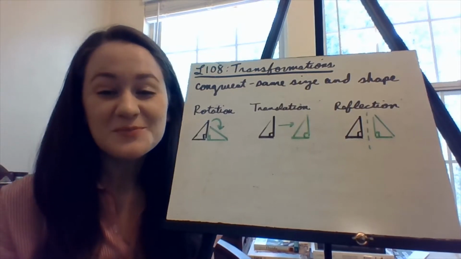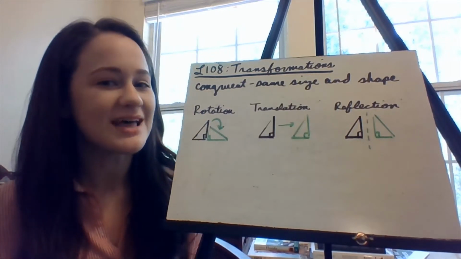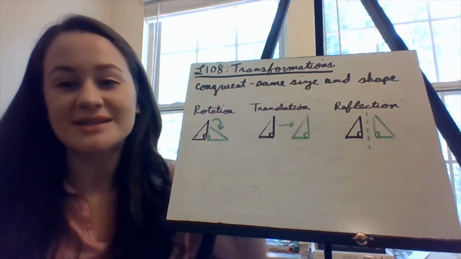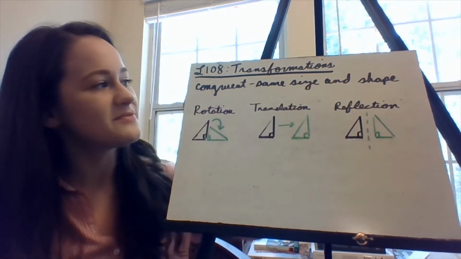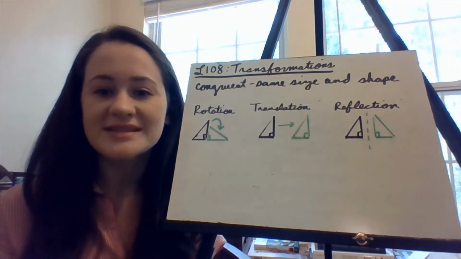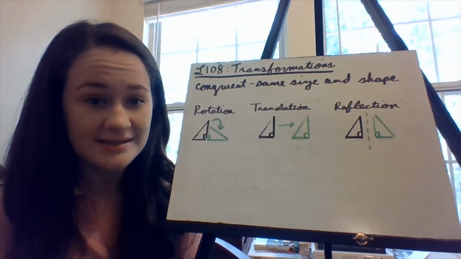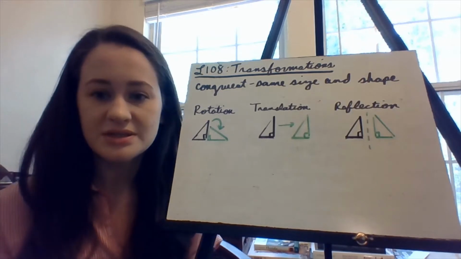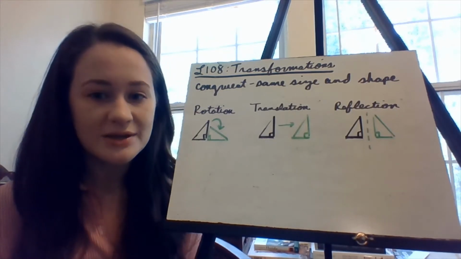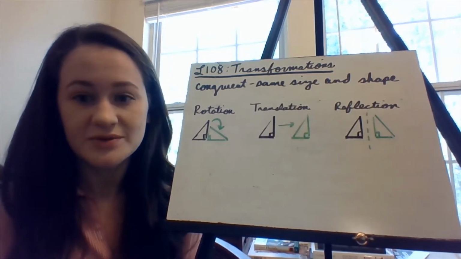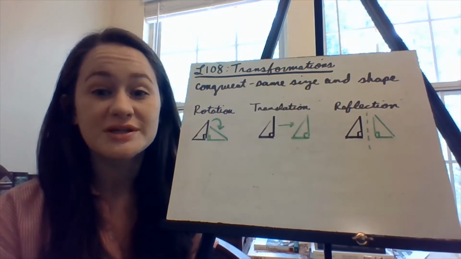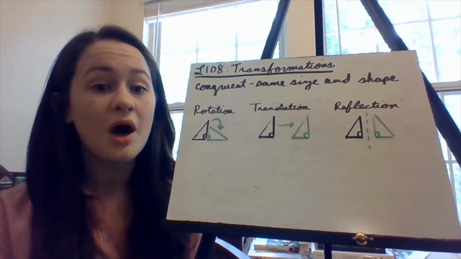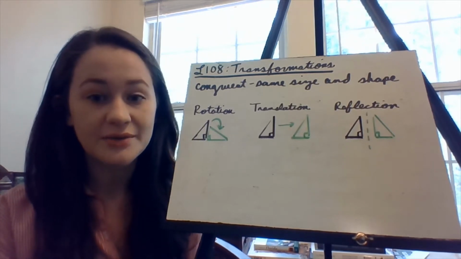Hey, fifth grade, let's jump back into a little bit of geometry with lesson 108, which covers transformations. In the past, when we've worked with shapes, we've talked about some of them being congruent, meaning they have the same shape and size. When we're working with transformations, our shapes are going to stay congruent, but the position of those shapes is going to change. Our three main ways of transforming our congruent shapes are rotation, translation, and reflection.